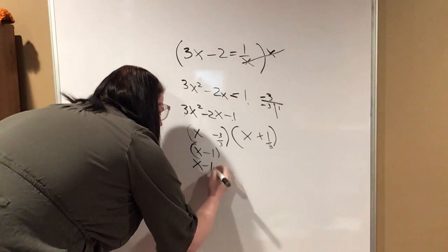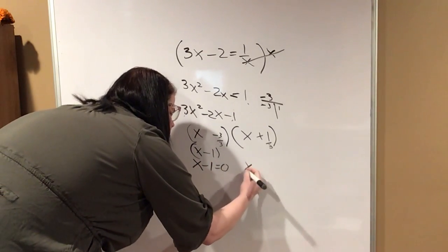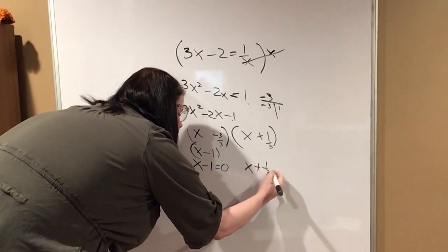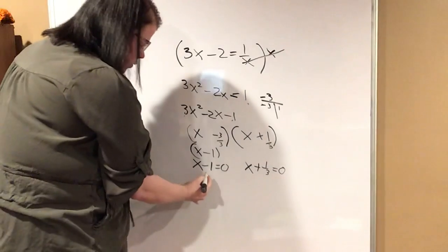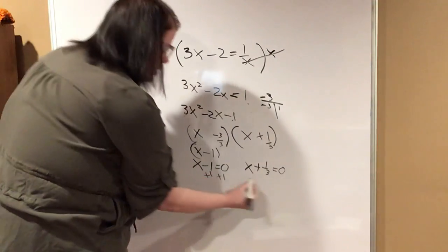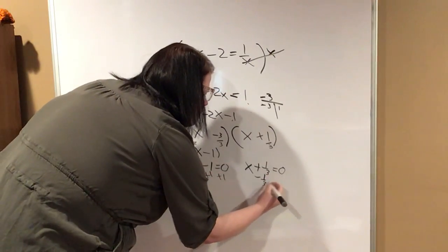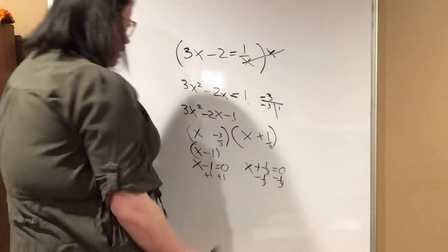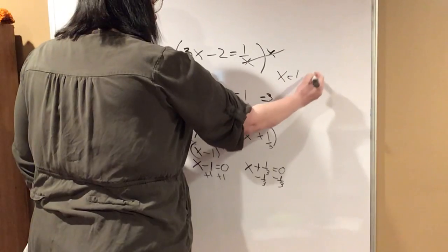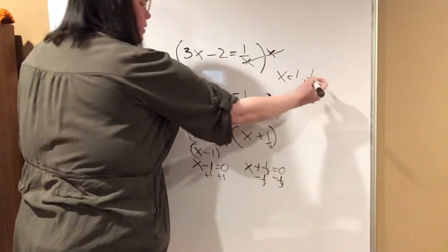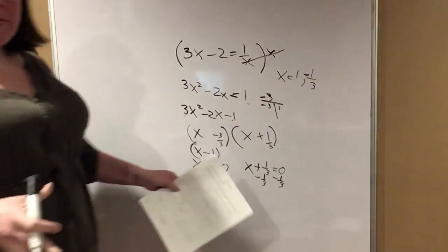So x minus 1 equals 0. x plus 1/3 equals 0. And then when we solve it, I add my 1 to this side and then minus my 1/3. And I should be getting my answers: x equals 1 and negative 1/3. So those are my answers for this.